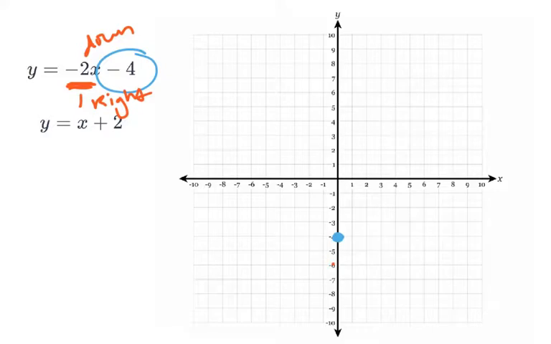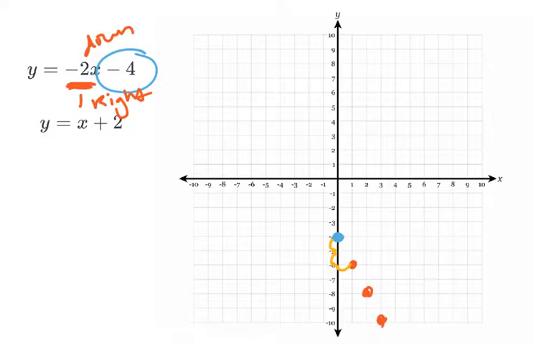Okay, so down 2, right 1. Down 2, right 1. And let me just show you the path for anybody that didn't get it. So from the y-intercept, we went down 2 and then right 1. Then did it again. Down 2, right 1, down 2, right 1.